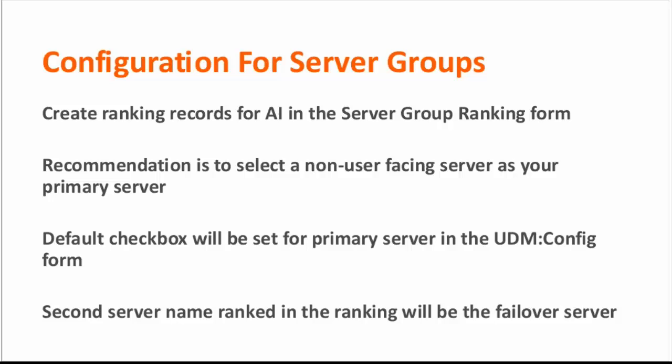The changes will not take effect until your restart is completed. So you set up your server group environment and create your ranking records as you do for escalations, recon, and other things. Similarly, you do it for Atrium Integration Engine as well. Then do a restart, and when you go to your UDM config form, you will see the default checkbox checked for your primary server. The second server in the ranking form, which you configured for AI, will be your failover server, and that will be used to run the jobs when AR goes down on the first server.